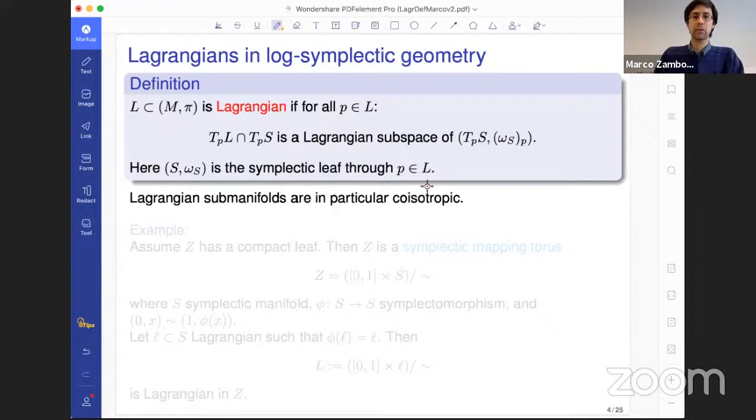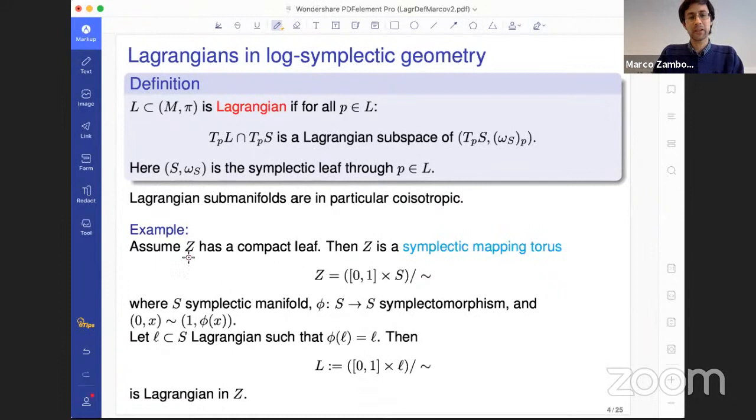So Lagrangian submanifolds are in particular quasiotropic. Quasiotropic submanifolds are a very natural class of submanifolds in Poisson geometry. The Lagrangian ones, admittedly, less. But in Poisson manifolds that almost look like the symplectic ones, such as those we're dealing with today, I think they're still quite natural. Here is an example.